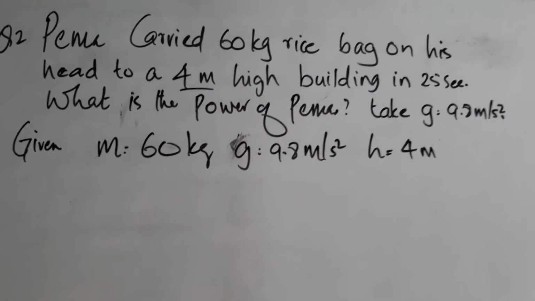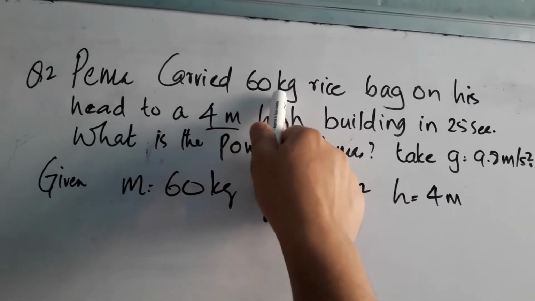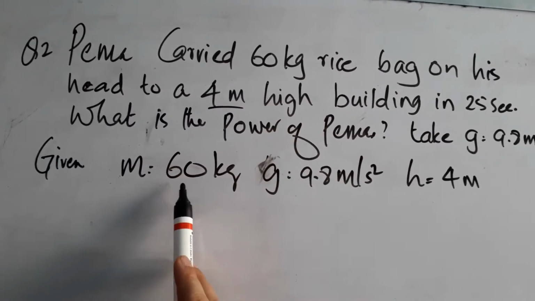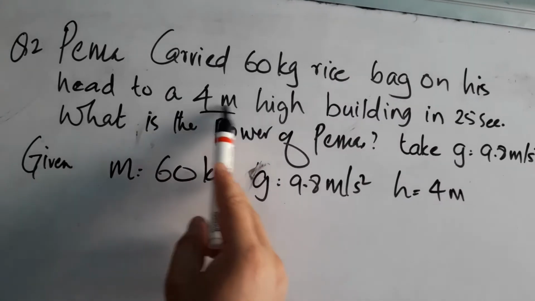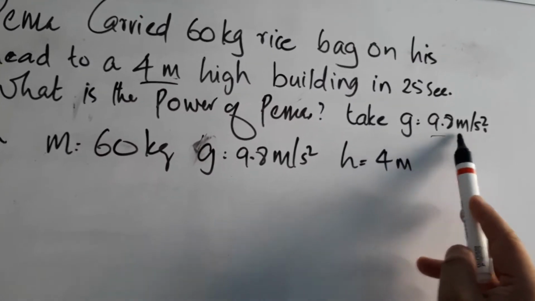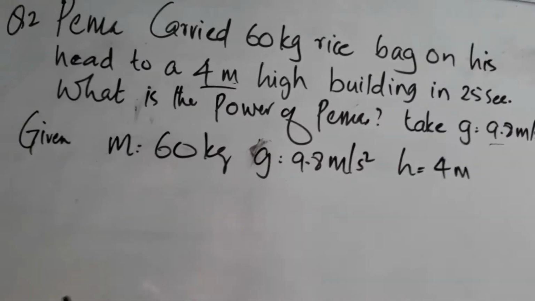Now the given things here: 60 kg. He carried the rice of 60 kg, so 60 kg is the mass given here. Then the distance or height is 4 meter. Then the value of acceleration due to gravity is 9.8 meter per second square.